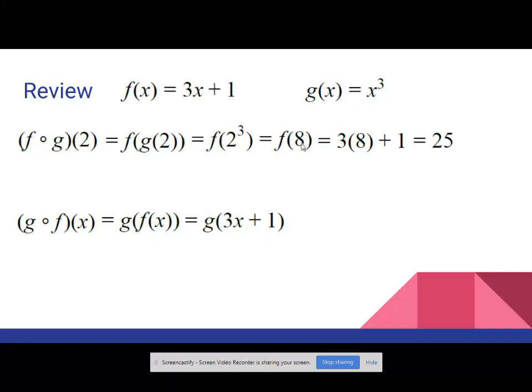Up here, we replaced x with 8, because that's all that was there. So it's 3 times 8 plus 1. Here we're taking 3x plus 1 and substituting it in for x here. So we end up with this. You would not expand it because we want it in its simplified form. So it would just be 3x plus 1 quantity cubed, like that.